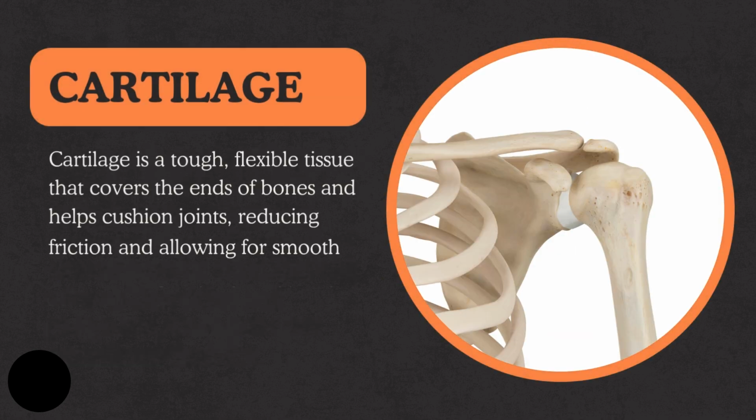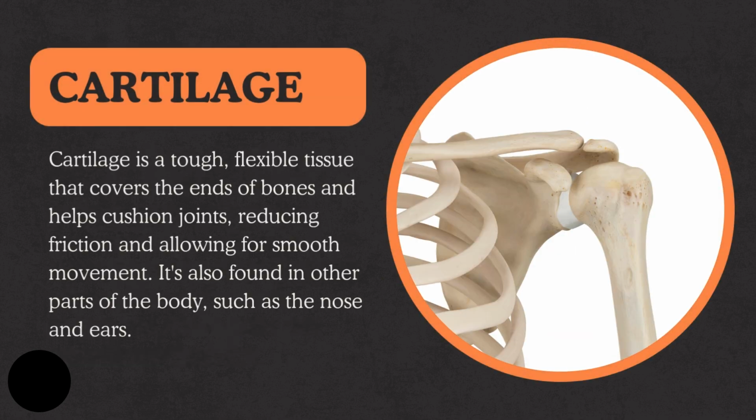We've also got the cartilage, which is a tough, flexible tissue that covers the ends of the bones and helps cushion those joints, reducing friction and allowing the smooth movement. These are also found in other parts of the body, such as the nose and ears, and they are essential and get worn away with time, with use, with age.